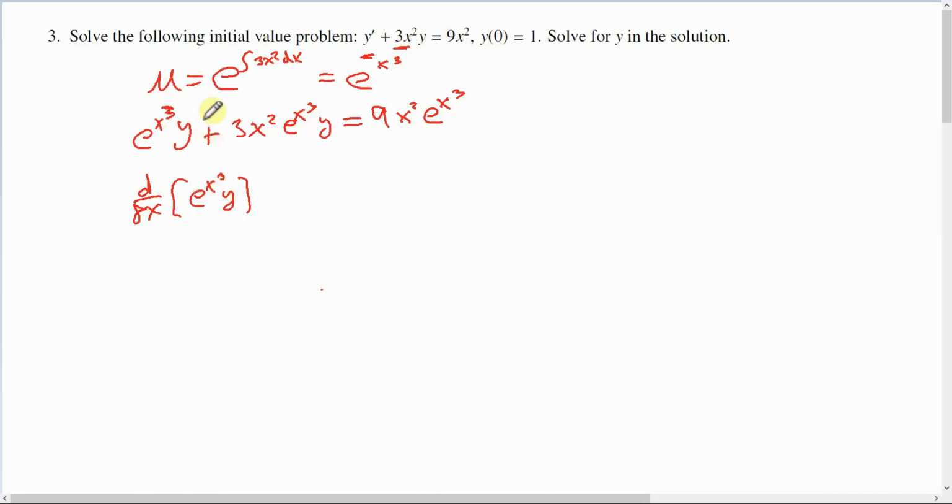Derivative of y is, oops, lost my y prime. Derivative of y is y prime times e to the x cubed. Derivative of e to the x cubed is derivative of e to the x, which is e to the x. Put the x cubed back in, and then here's the derivative of x cubed. And then this side is, well, nothing. I haven't done anything to this side yet.